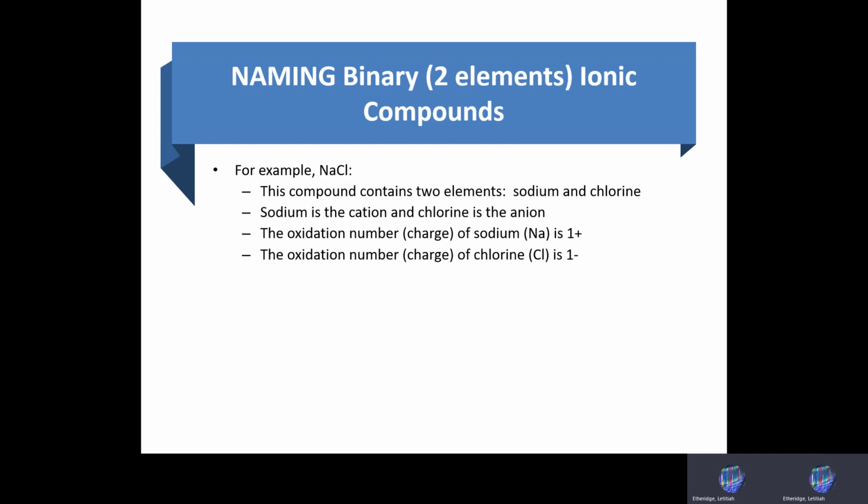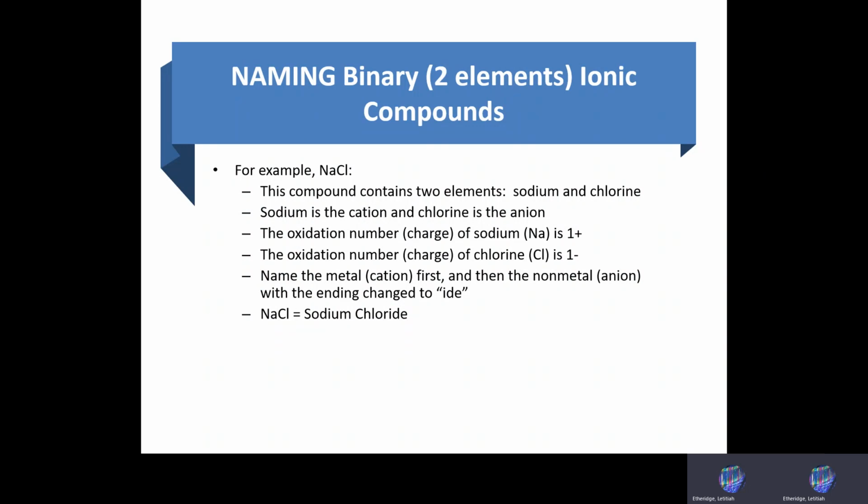Okay, so now that we know that it's binary, and now that we know which one is positive and which one is negative, we need to figure out how to name it. So you're going to name the metal ion first, and then you're going to name the non-metal or the anion, and then you're going to change the ending to "ide". So this would be sodium, which is the metal cation. Then it'll be chloride, okay? So instead of chlorine, it's chloride. So the complete name for NaCl is sodium chloride.